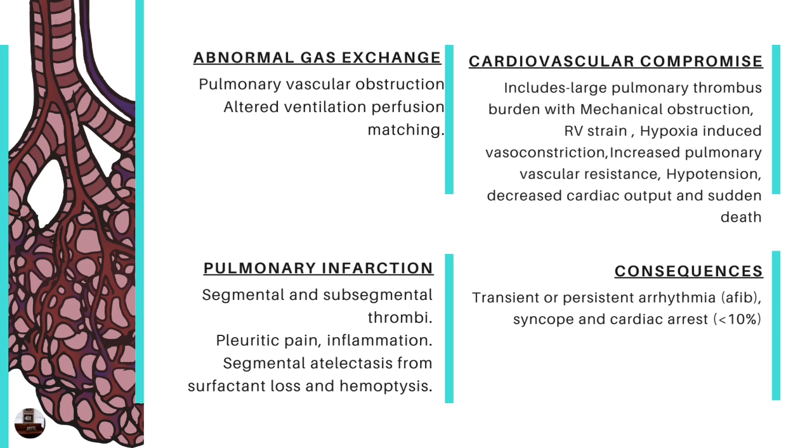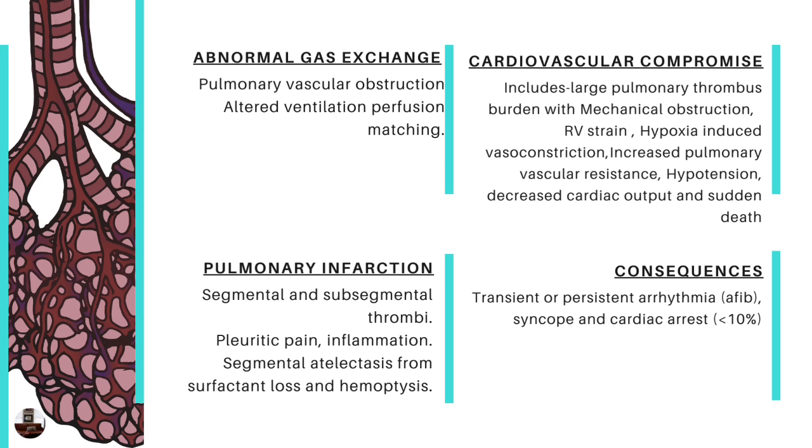Now, peripheral PE can lead to pulmonary infarction manifested by intra-alveolar hemorrhage. Pulmonary infarction occurs in about 10% of patients with no underlying cardiovascular disease. Patients may experience pleuritic pain as inflammation increases. Hemoptysis may be present, but not always the case.